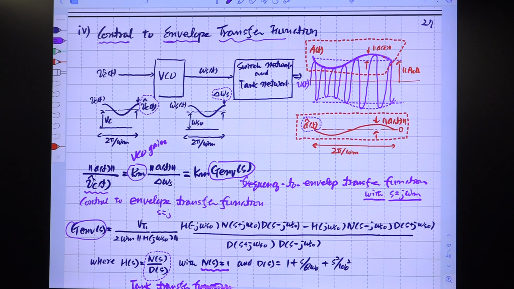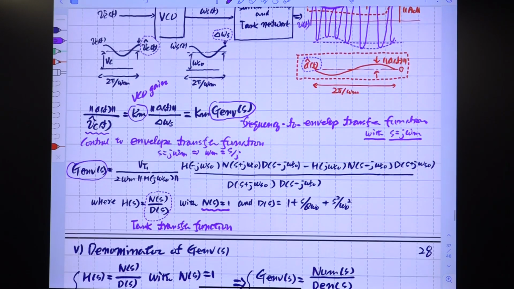S is J omega m. That means omega m is S divided by J. So here we have S somewhere. We have omega, then S is coming in here. So there is a pole at the origin. Later on we'll use this expression.